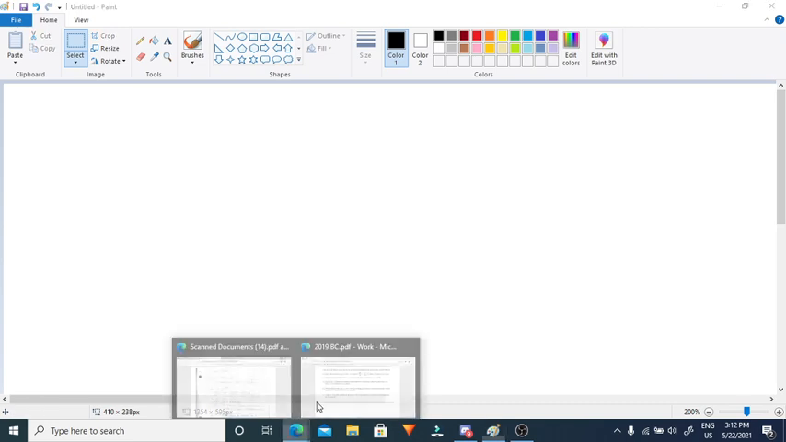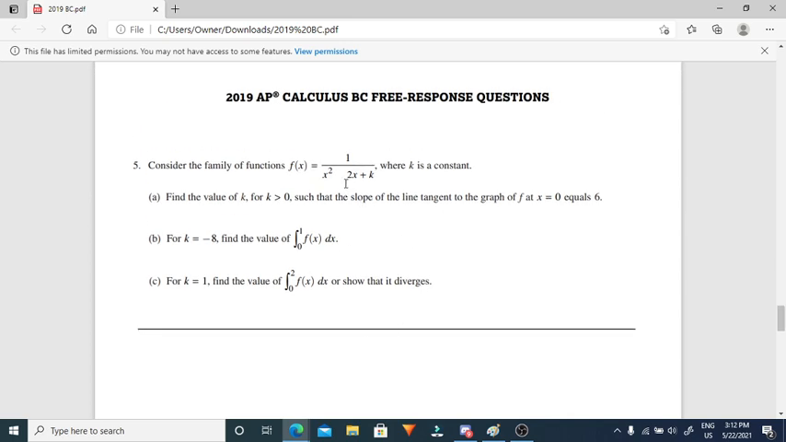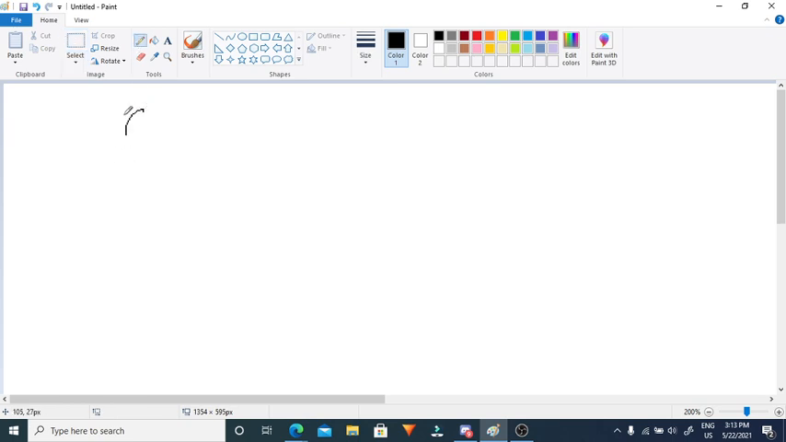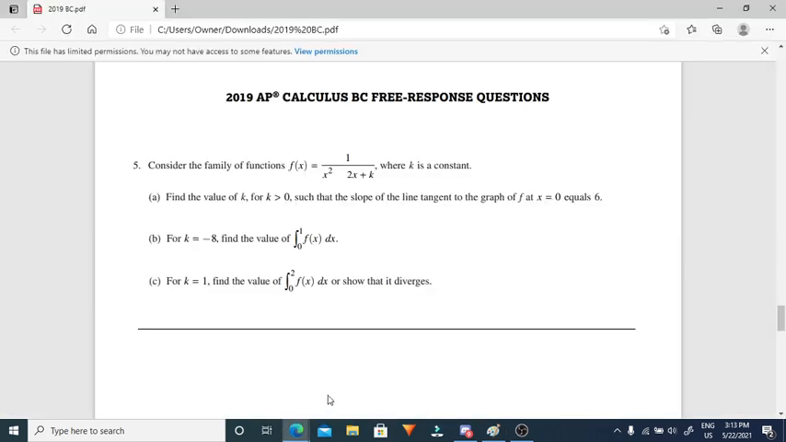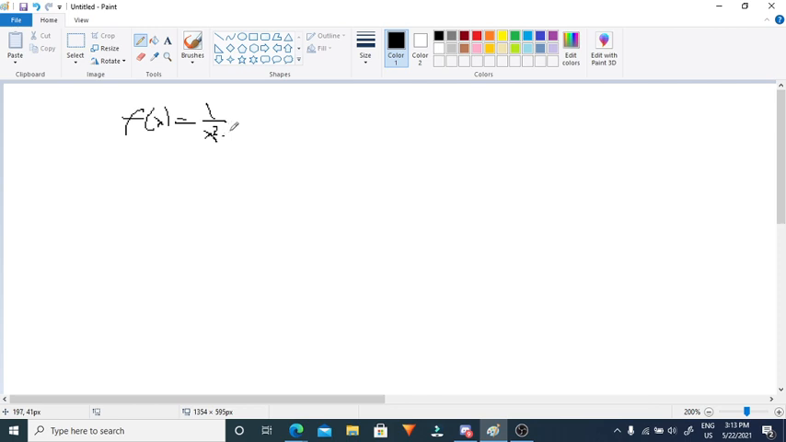And then finally, I believe, question 5. Consider the family of functions f of x equals, it's hard to see, but it's 1 over x squared minus 2x plus k. Find the value of k, for k greater than 0, so that the slope of the line tangent to the graph of f at x equals 0 equals 6. So we know f of x equals 1 over x squared minus 2x plus k, and we know f prime of 0 equals 6.